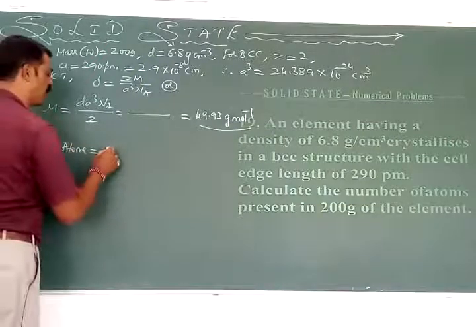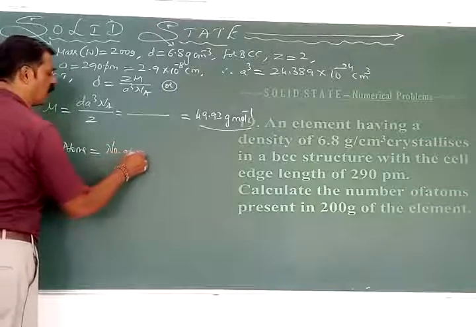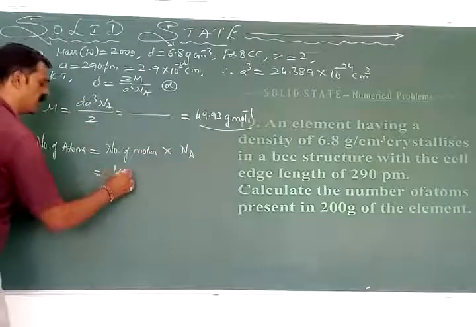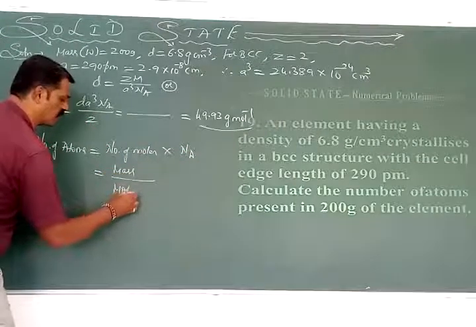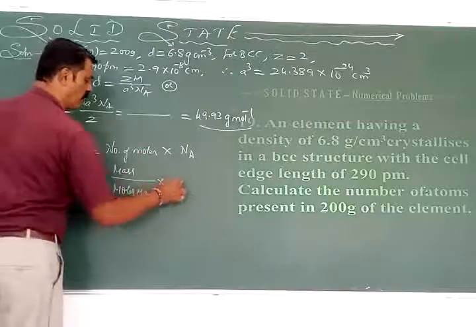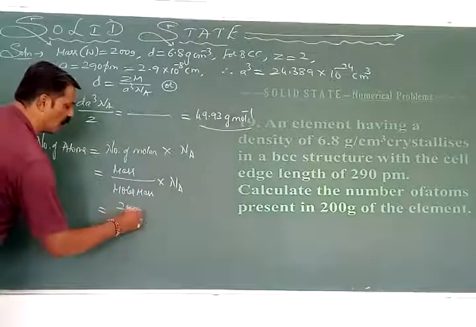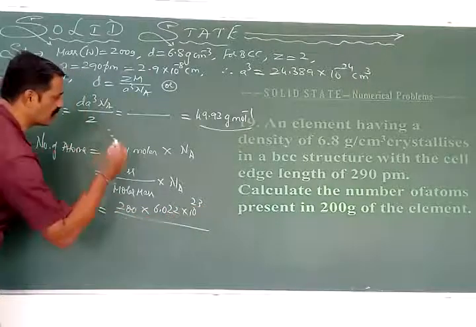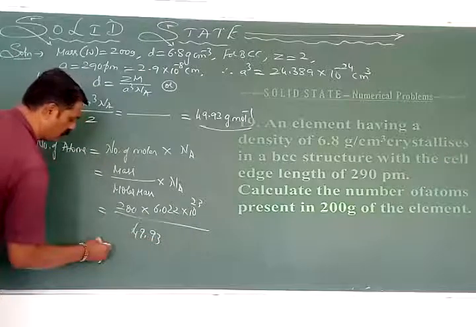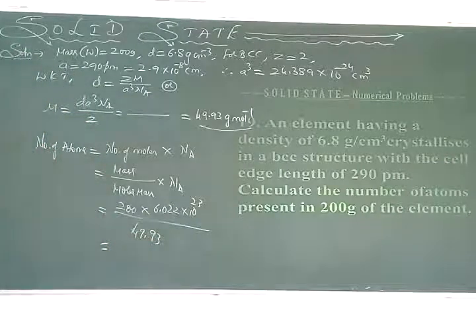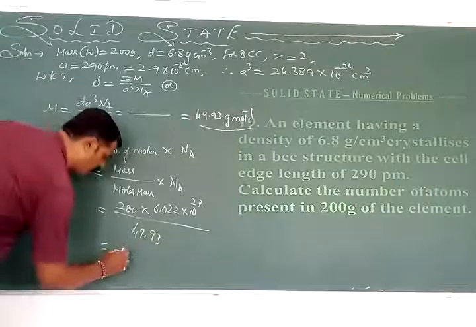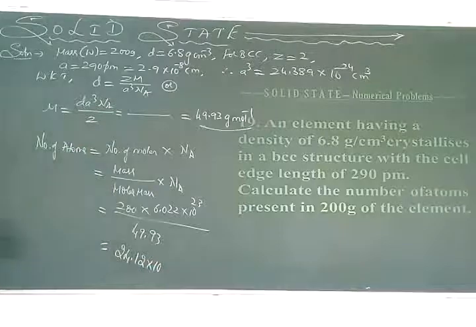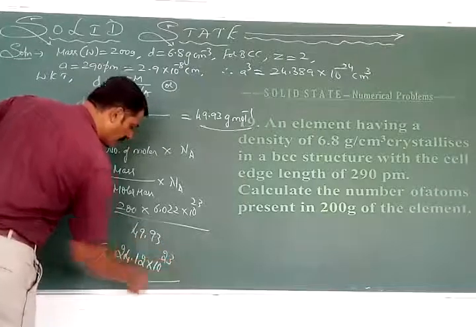Number of atoms is nothing but number of moles into Avogadro number. How to calculate this? Mass divided by molar mass into Avogadro number. What's the mass here? 200. What's the Avogadro number? 6.022 into 10 to the power of 23. Divided by the molar mass that I got here, 49.93. On simplification, I will get the final answer as 24.12 into 10 to the power of 23.